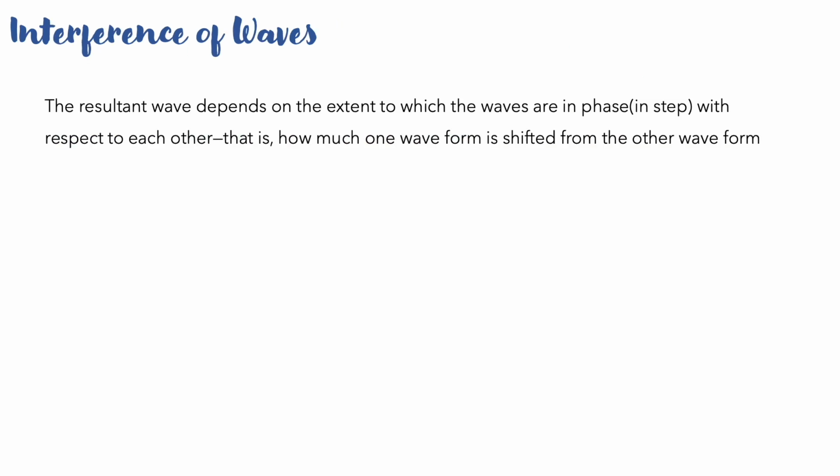Okay, now the interference of waves. When the waves interfere with each other, what happens? Like the superposition. So the resultant wave depends on the extent to which the waves are in phase with each other, i.e. how much one waveform is shifted from the other waveform.